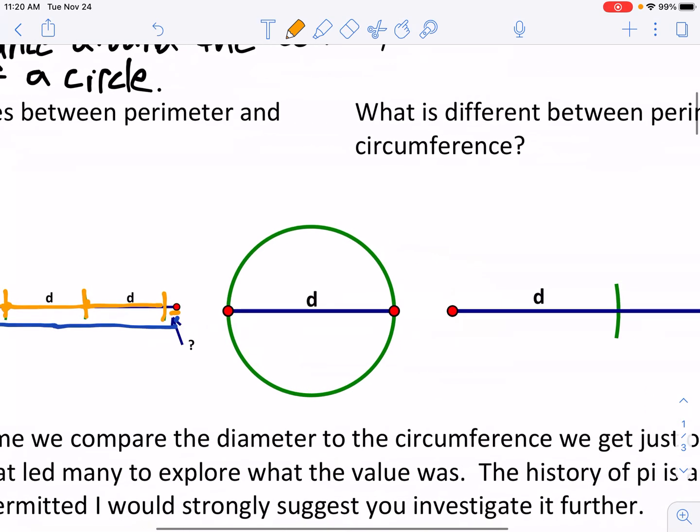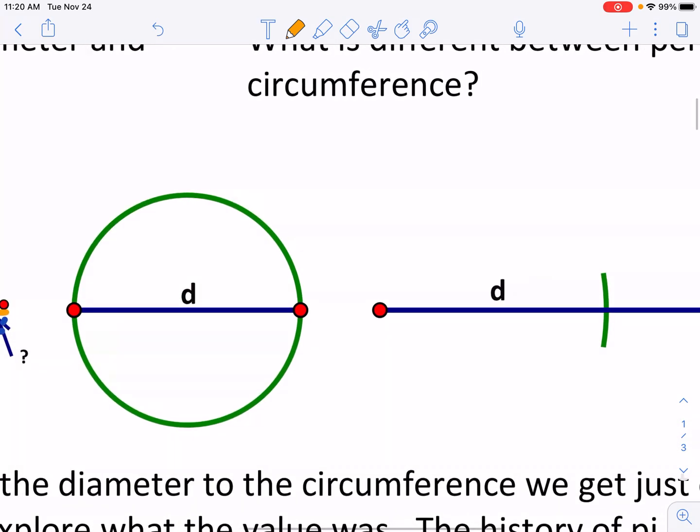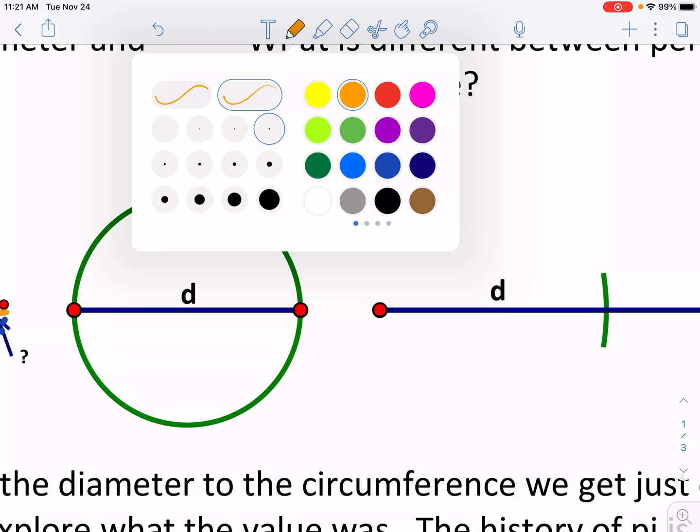Now we could also do the same thing for this circle. If I take the outer edge, that boundary line of our circle, let's use red.